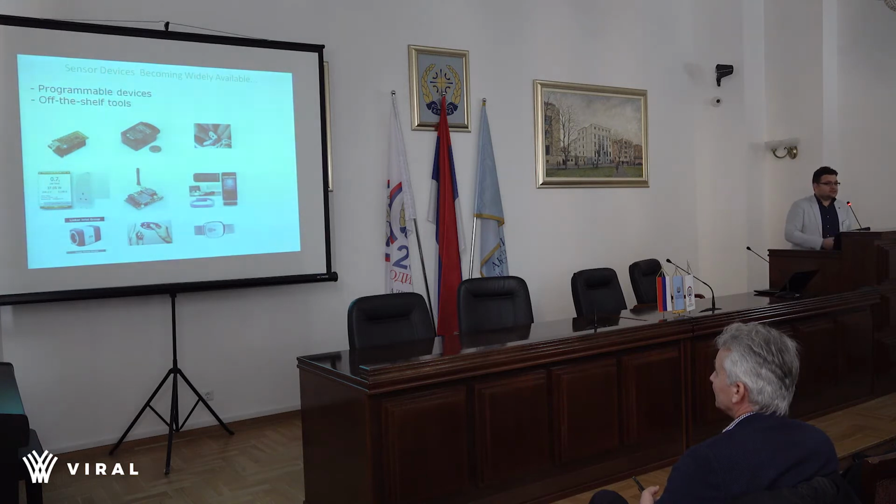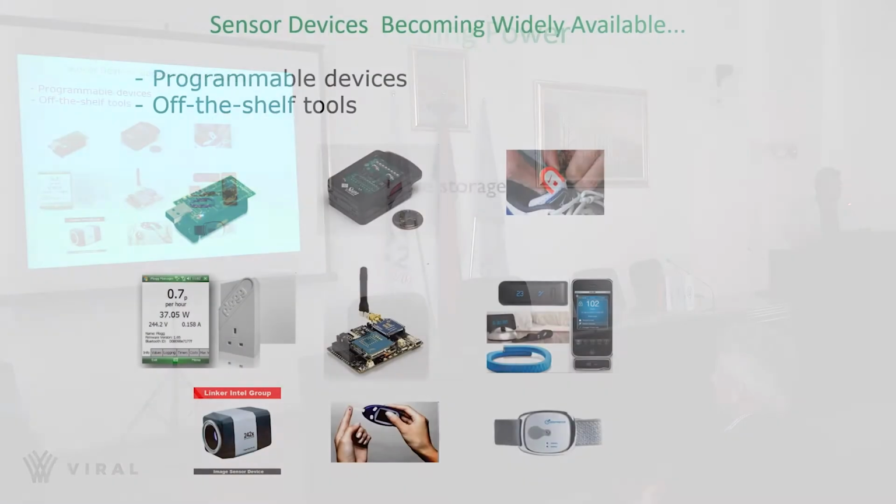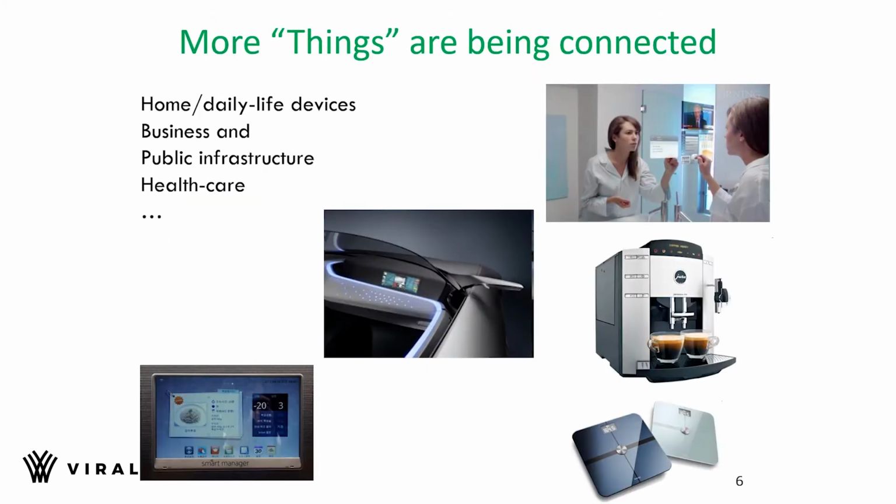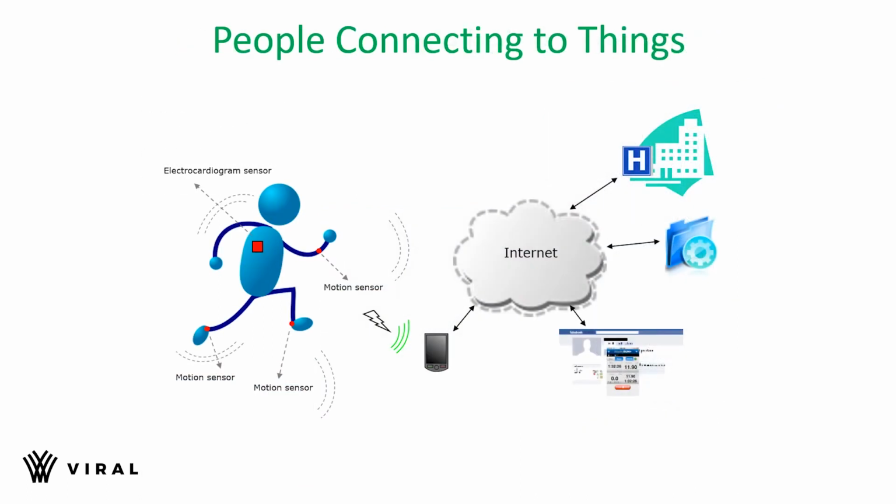And if you look at the systems around, you see a lot of sensors, right? These devices can be programmed, and some of them are commercial off the shelf. You can buy them easily. So more things are connected. If you look at the public infrastructure, business, healthcare applications, you can see many things are now connected. Also, as human beings, people are also connecting to the things.